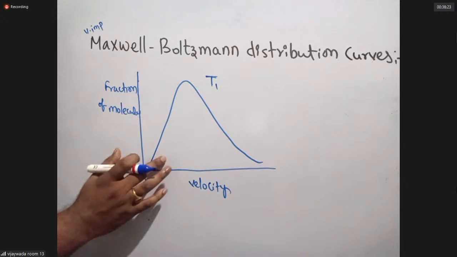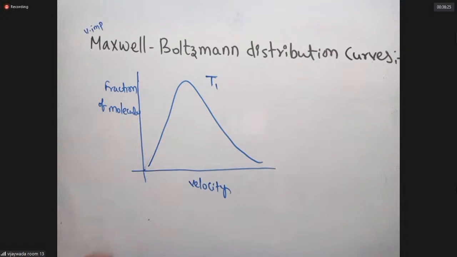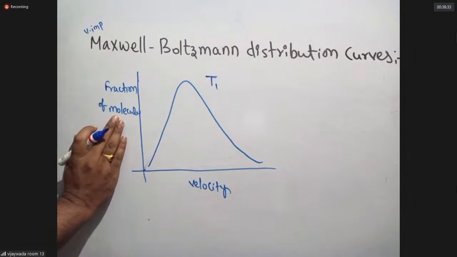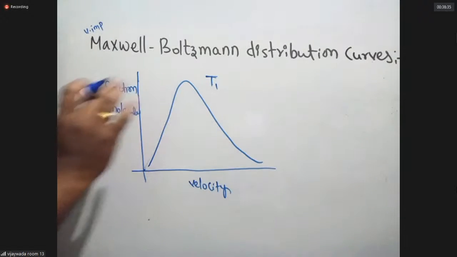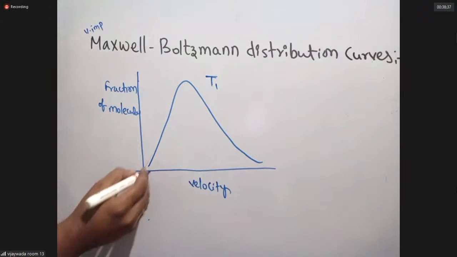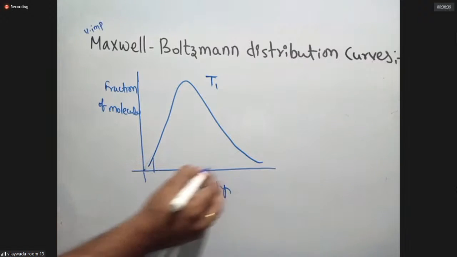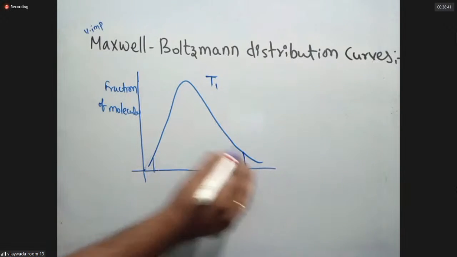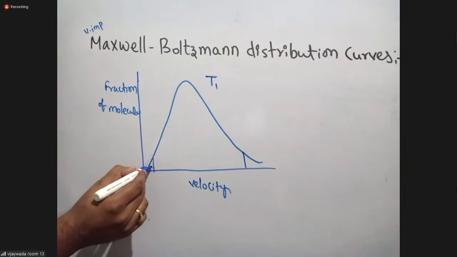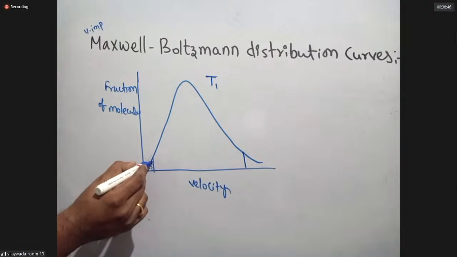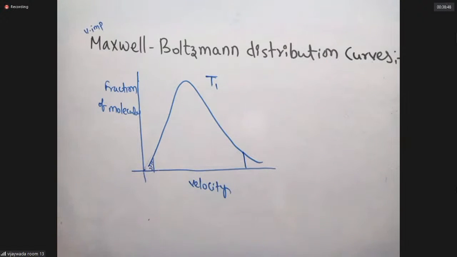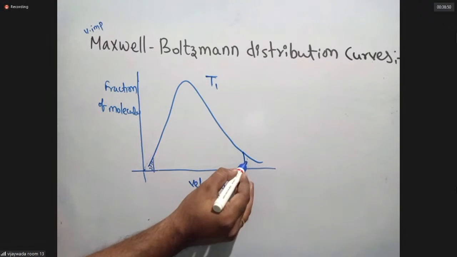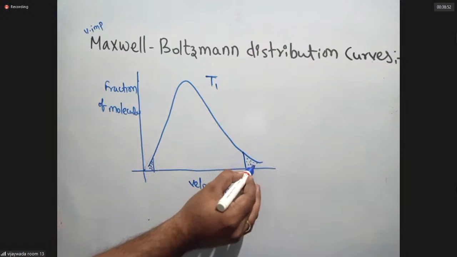So getting the graph is not important. With the help of this graph, what we can understand theoretically. Fraction of molecules, if you observe at temperature T1, this area, this area, this area, a very low fraction of molecules are present. Even this area also has a very low fraction of molecules.